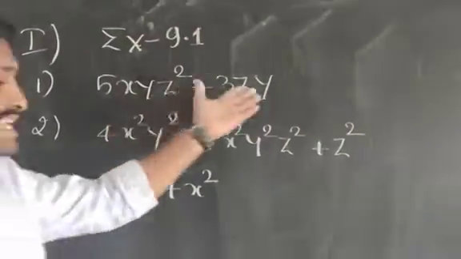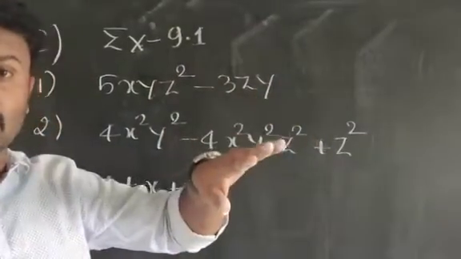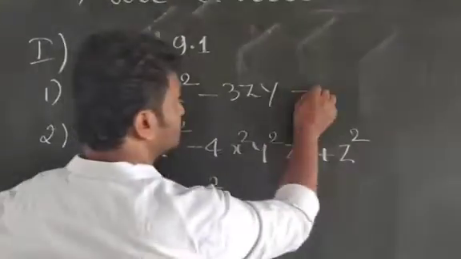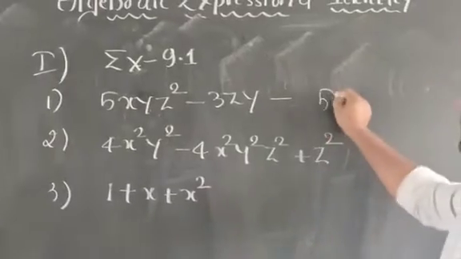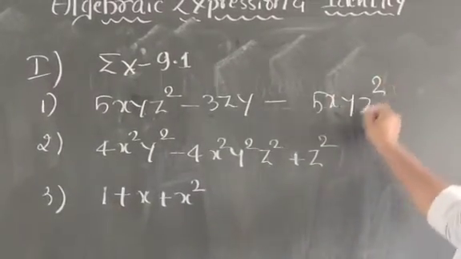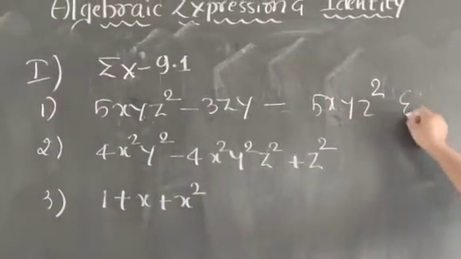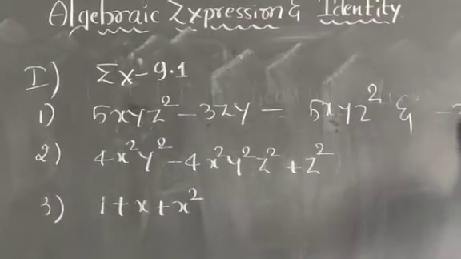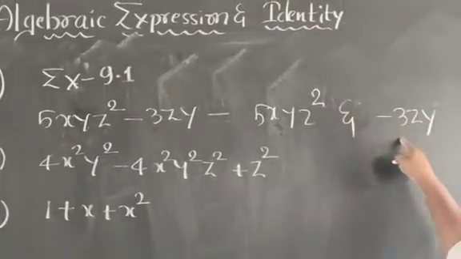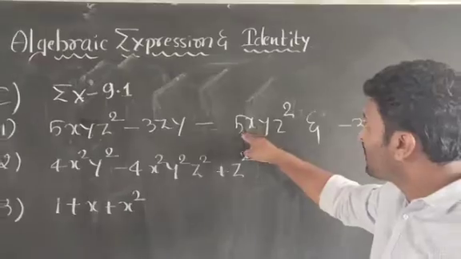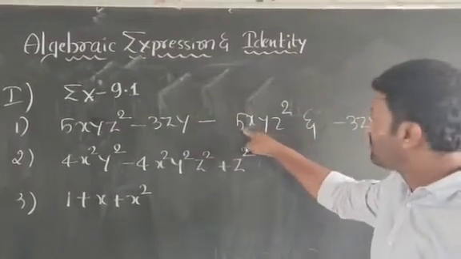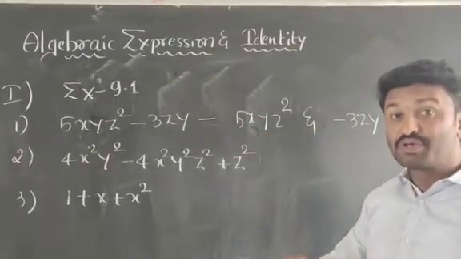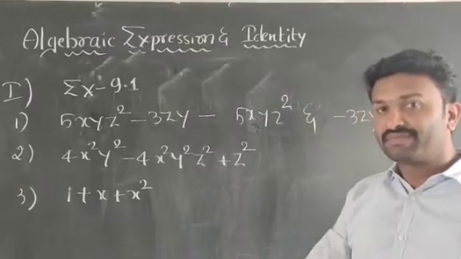How many terms are there in this expression? Two terms are there. Which are those? First one, 5xyz square is one term, and minus 3zy is one more term. The coefficient of this 5xyz square is 5. You have to take the numerical factor of the term.